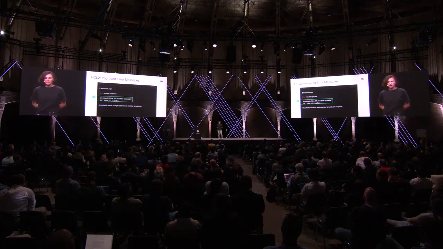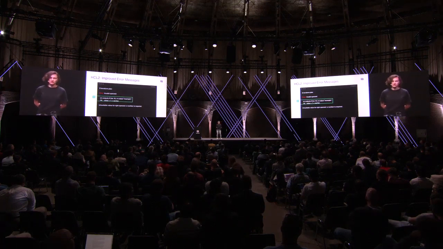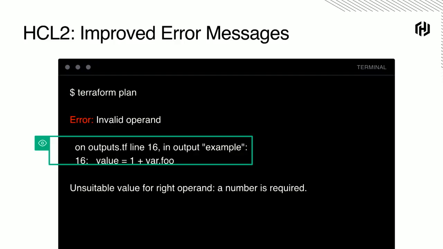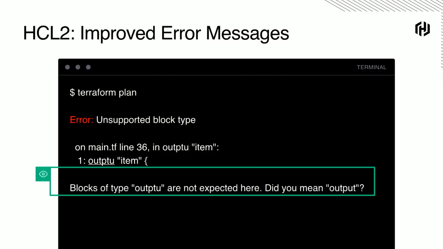In this example, I've got a type mismatch error, and it shows me the function that's a problem where I'm clearly adding a number to a string. And finally, in this example, when I've created a typo, Terraform is able to identify that and make a suggestion that maybe I meant output instead of output2.